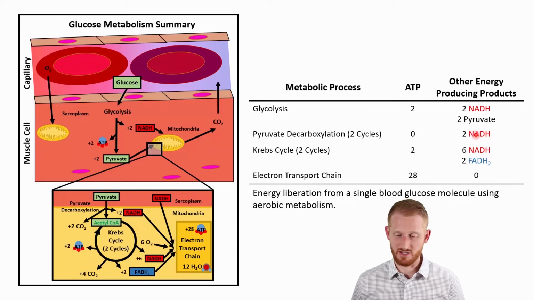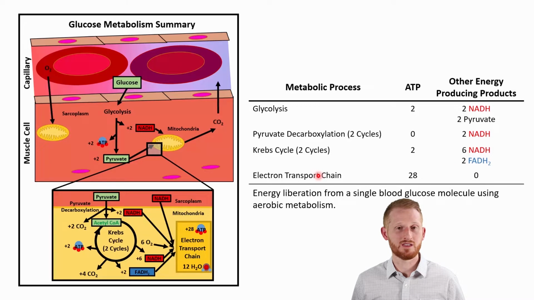pyruvate decarboxylation. This is assuming that we're breaking down the whole glucose molecule, because remember, when we go through glycolysis, it actually splits into 2 pyruvates. So it goes through this process and this process twice. All right, so the Krebs cycle, again, going through it twice, we're going to produce 2 ATP molecules in total from 1 glucose molecule. Also 6 NADHs, 2 FADH2s.